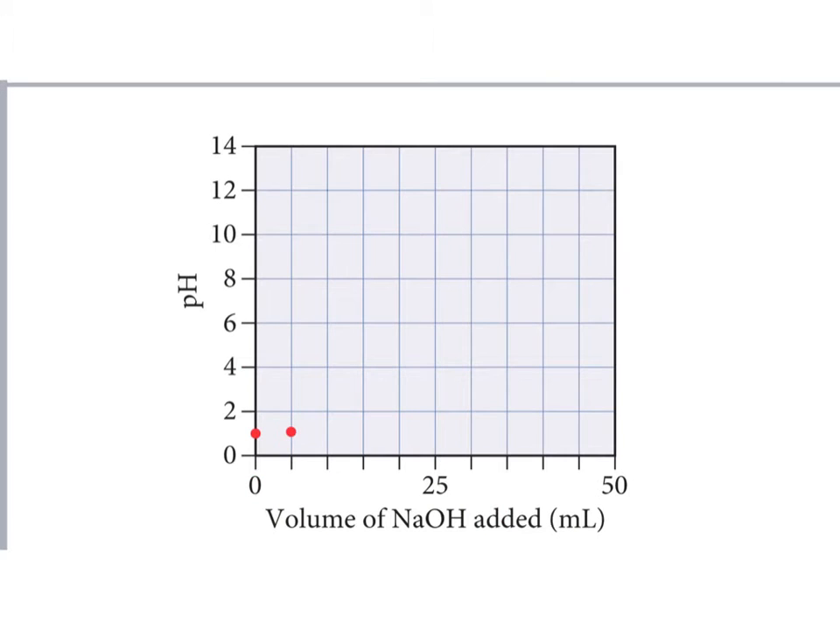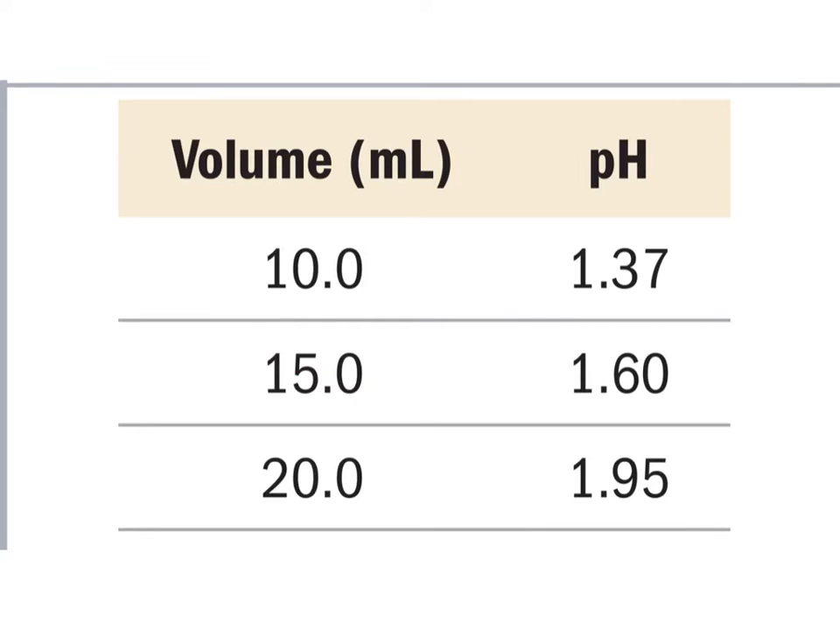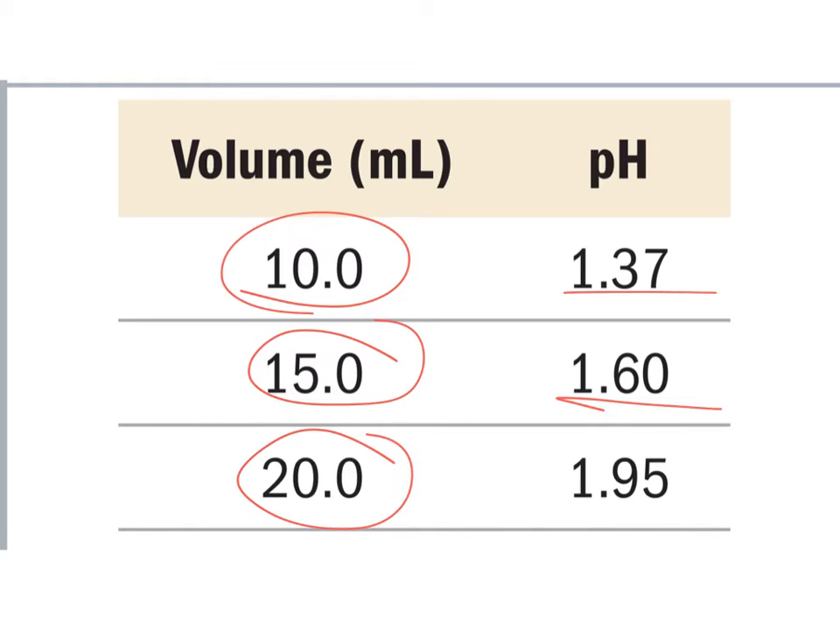And here it is on this graph. So we can follow this, we can calculate this, but here's what it's going to look like after each calculation. After adding 10 mils, it's going to be 1.37. After adding 15 mils, 1.60. After 20, it's going to be at 1.95.